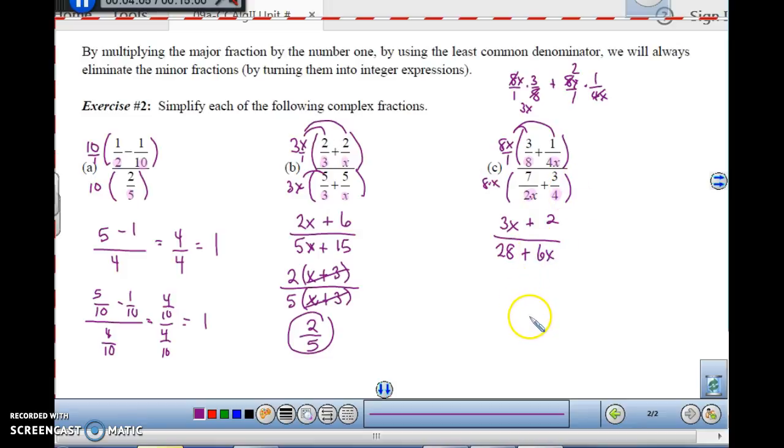Okay, now let's see if I can cancel anything. I'm going to factor the numerator and denominator just to make sure. All right, 3x plus 2 doesn't factor at all, so I'm going to leave it as it is. And then 28 plus 6x, it factors out as a 2 times 3x plus 14. So does anything cancel? No, I can't cancel the 3x's because this has got something attached to it that's different. So that's as far as I can go. So this could be an acceptable answer, but I did factor just to make sure I couldn't reduce any farther. So there we go.